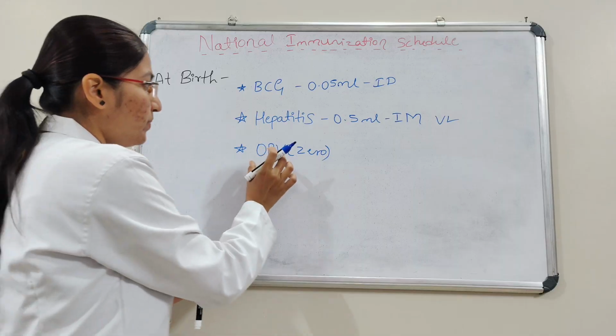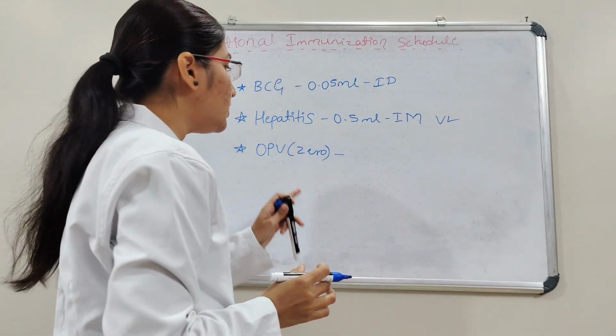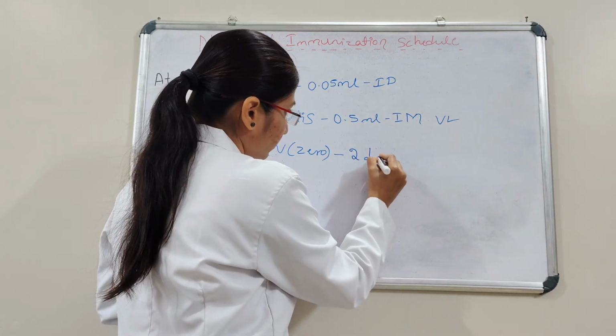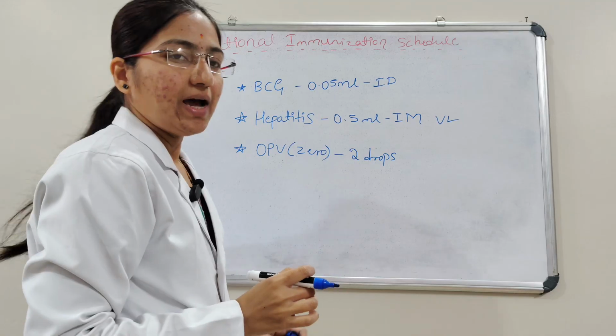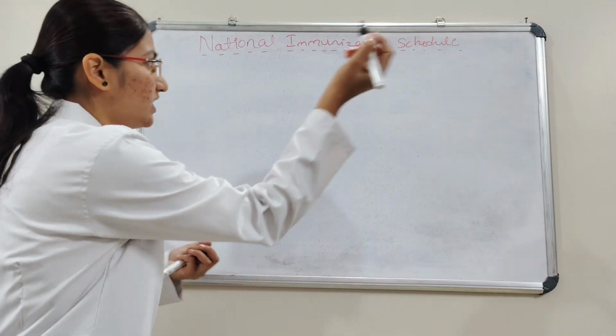And then here OPV, 0 dose, it is oral polio vaccine. Here it is 2 drops. 2 drops at birth have to be given, and then the route is oral. Next, at 6 weeks.